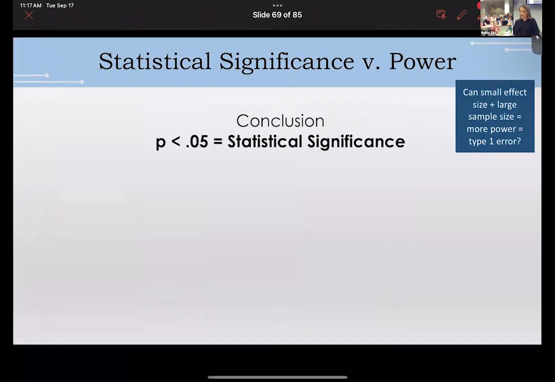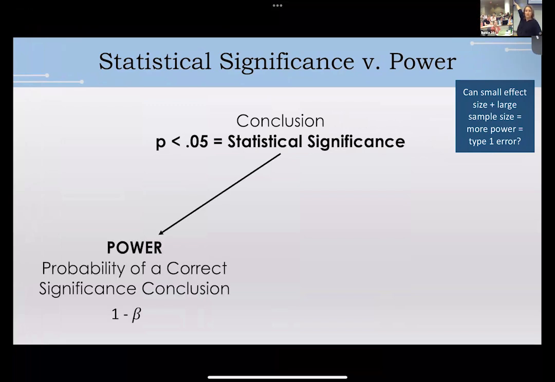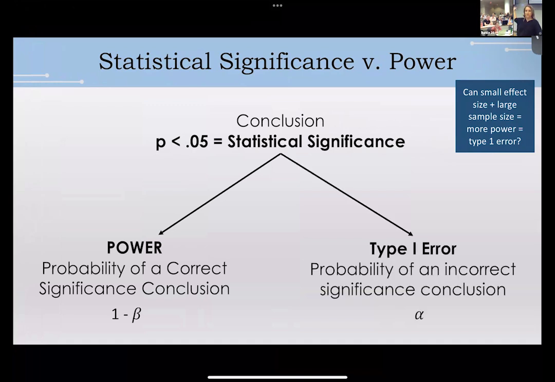Here's another way of looking at it. We start with the conclusion, but then once we make that conclusion, we could be right, in which case power, or we could be wrong and make a type 1, right? So they're similar in the sense that they both involve a conclusion of statistical significance, but they're different in that concluding statistical significance does not necessarily mean that you found that there is an effect in the population.